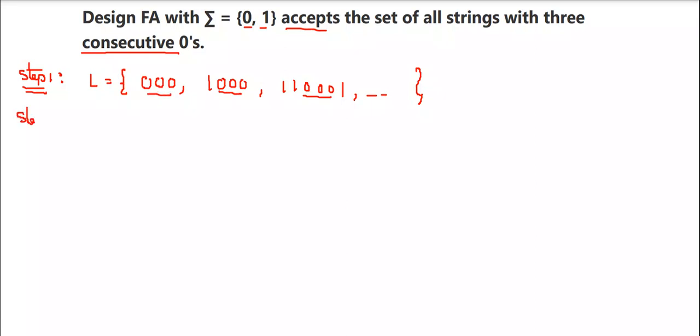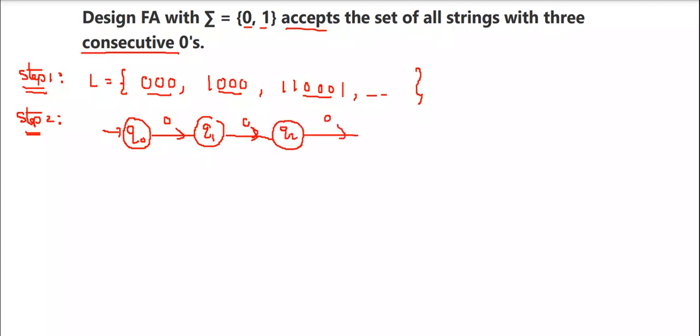Step 2. We have to write the minimum diagram for the minimum string. Q0, on 0, you are going to Q1. On Q1, on 0, you are going to Q2. On taking another 0, you are going to Q3. Now this is the accepted state. But this diagram is only for accepting 3 consecutive zeros, and your string may consist of ones also.